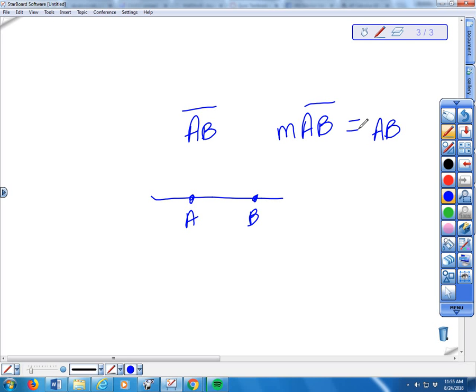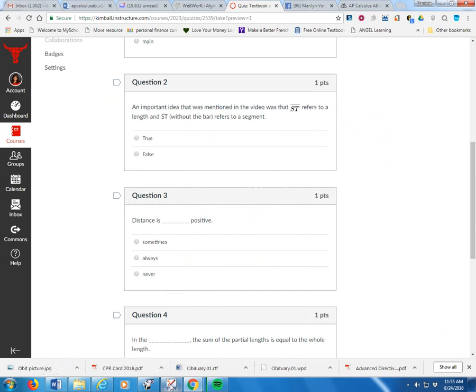Okay, so my question was inverted. I said in the question that ST with the bar refers to the actual measure, the length. ST without refers to the actual segment. It's really reverse.